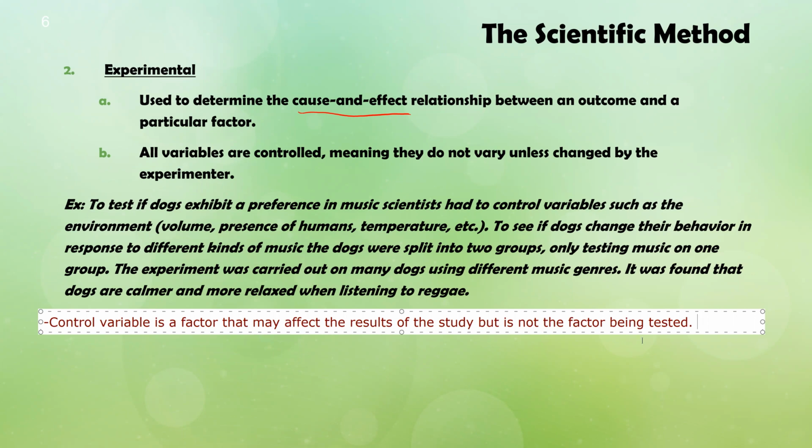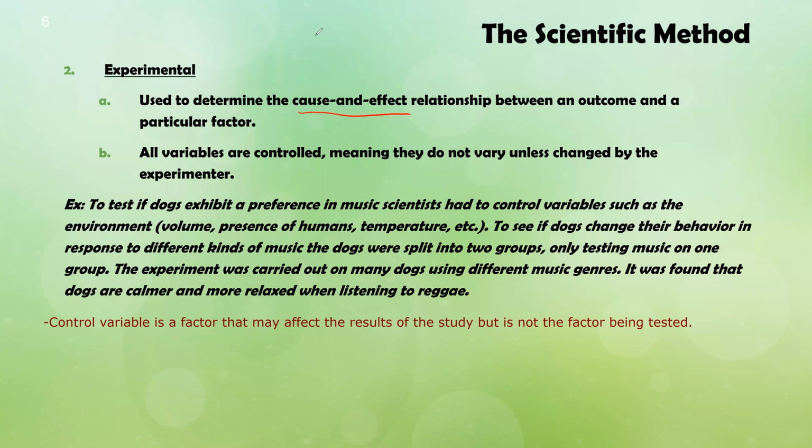Okay, so look here, I put some control variables in the example. It would be things like volume of the music, presence of humans, temperature. I would also think like time of day, maybe. So say you varied the volume for all the different dogs. How do you know it's not volume affecting their behavior rather than the music? Right? So you want to keep all those control variables the same between your groups.